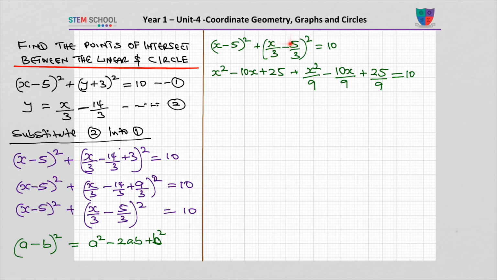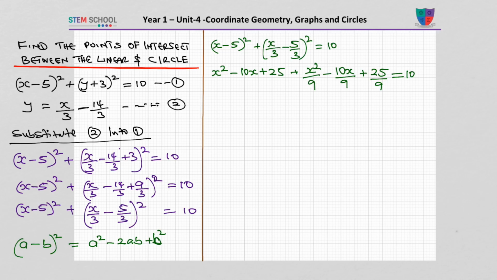Okay, so expanding this is what I get using that method. x squared, that's a squared, minus 2 times x times 5, that'll be minus 10x, plus b squared, b is 5, so 25, plus (x/3) squared, that'll be x squared over 9, 3 squared is 9, minus 2 times x/3 times 5/3, that would be 10x over 9, because 3 times 3 is 9, 2 times 5 is 10, plus the square of b, (5/3) squared is 25/9, and that equals 10.